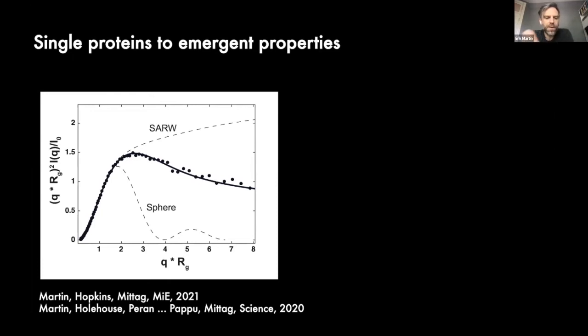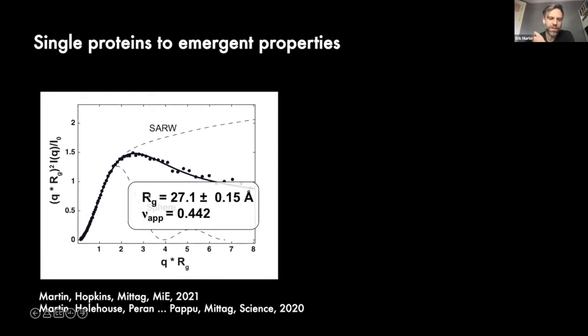So what I'm showing here is the equilibrium data for the low complexity domain of HNRNPA1, the wild type data. And I'm comparing it between two extremes. This is a polymer that's a self-avoiding random walk, and this is the classic scattering profile of a sphere. So from this data, we can fit to a model in which we extract two relevant parameters: the radius, which we see is 27 angstroms in this case, and our scaling exponent, which is 0.42, 0.44.